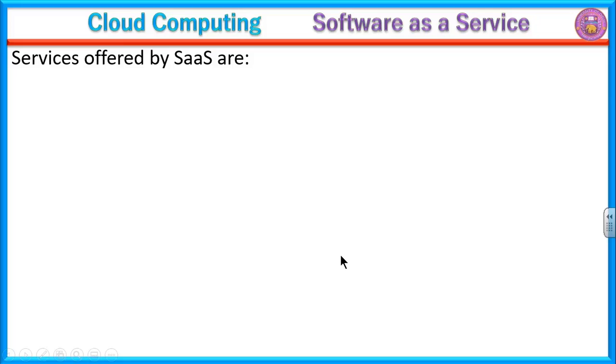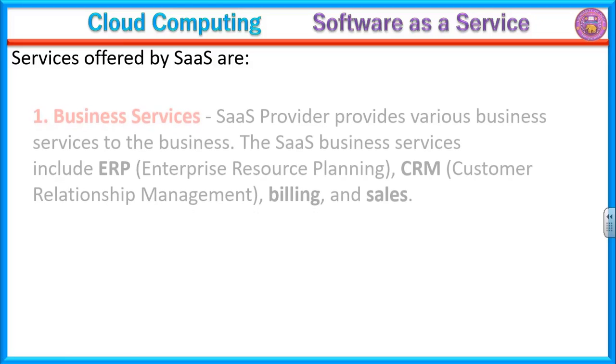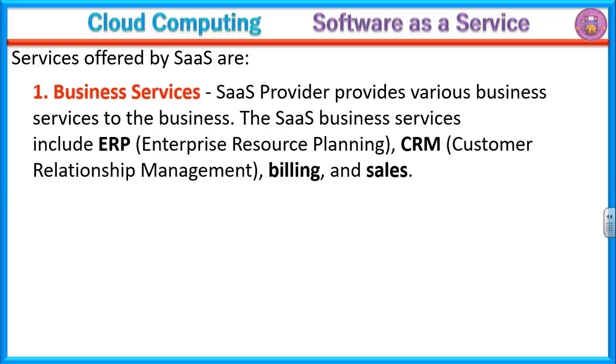Services offered by Software as a Service are: first one, business services. In this case, the provider provides various business services to the business. These business services include ERP, Enterprise Resource Planning software, CRM, Customer Relationship Management software, billing software, and sales software.